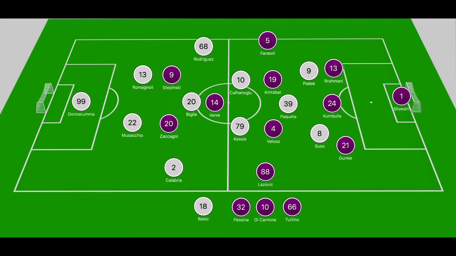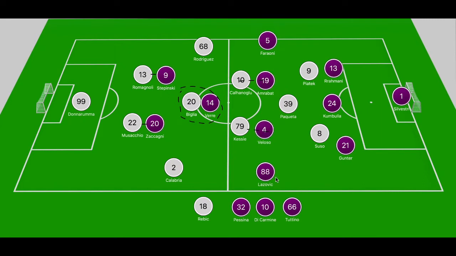And what we saw here was that they would have the forwards in Stupinski and Zaccagni stepping forward to the center backs. They would have the midfield battle in check because Verdi stuck to Biglia to ensure that he couldn't build attacks from deeper positions. And Amrabat would stick to Çalhanoğlu, with Kessié being marked by Veloso.